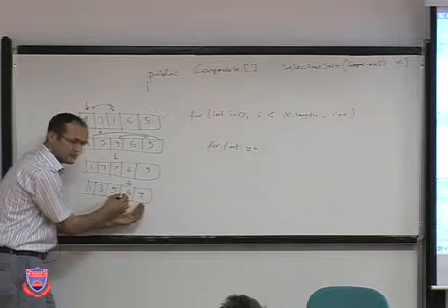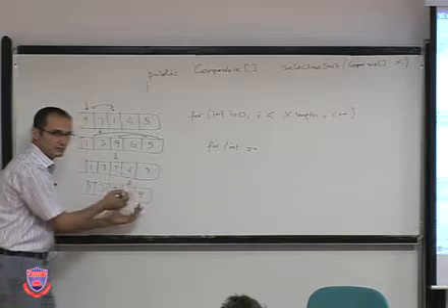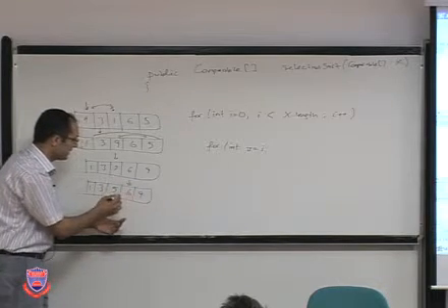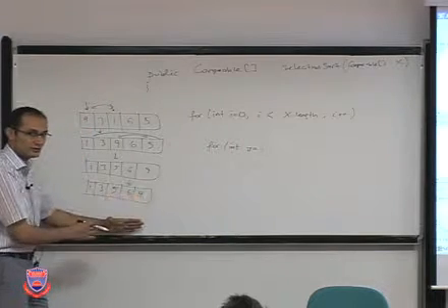So I'm going to select this 6 as the minimum, and then I don't need to do any swap because it's already the minimum, and it will remain there. Since the last element is already sorted, I don't need to do an additional step here.